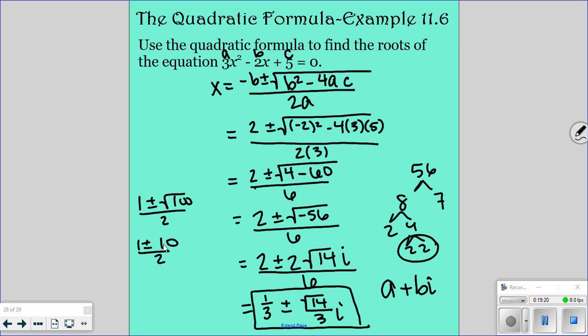You wouldn't want to leave your answer here. 1 plus 10 is 11, so we would have 11 over 2. And then 1 minus 10 is negative 9, and we would have negative 9 over 2. So you would want to make sure to simplify completely and not just leave it here. This is not right. You want to put it in your final answer. Okay, so that's how you can use the quadratic formula.